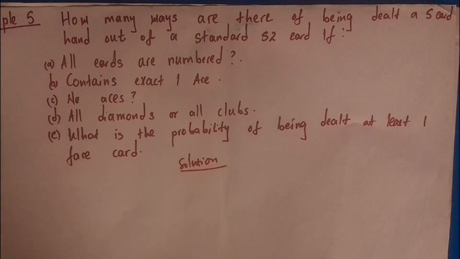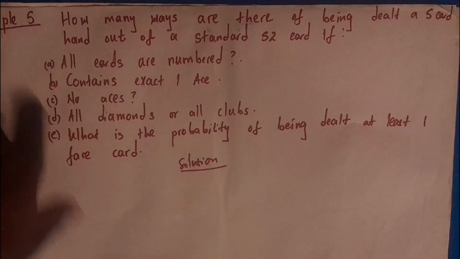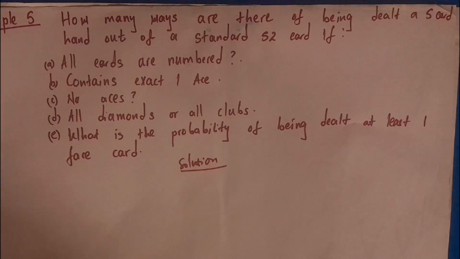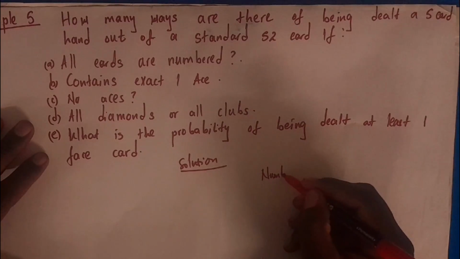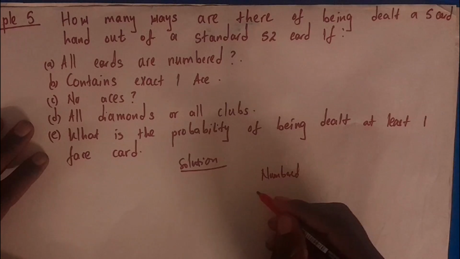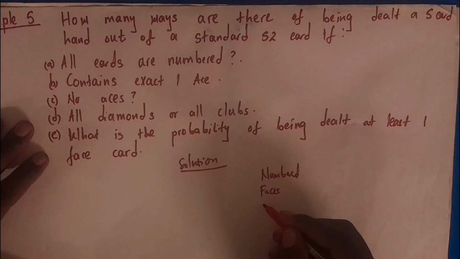You are given a statement which is saying, how many ways are there of being dealt a 5-card hand from a standard 52-card deck if A, all cards are numbered, B, contains exactly 1 ace, C, no ace, D, all diamonds or all clubs, E, what is the probability of being dealt at least one face card? Firstly, what I think is best here is to represent how these cards are. We have the numbered cards, and then we have the face cards, and you also have the ace.